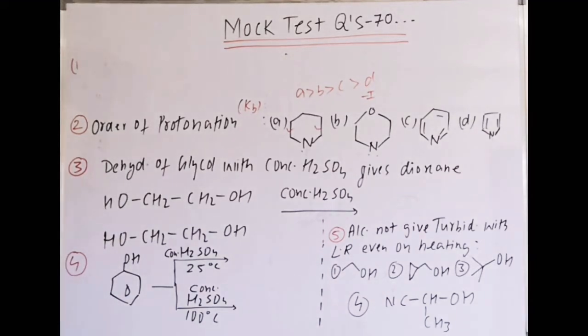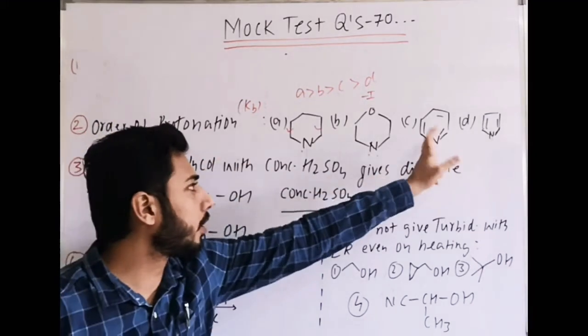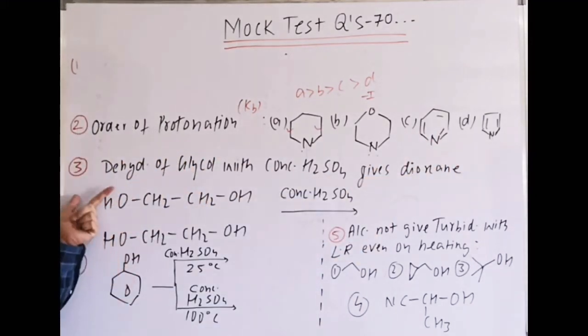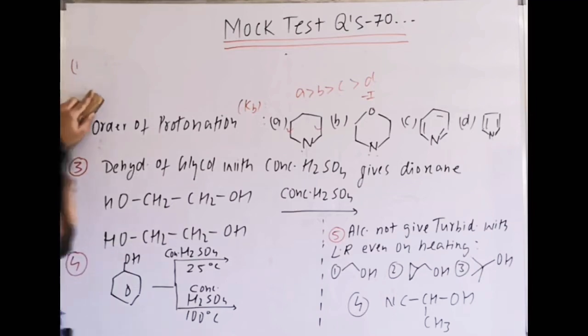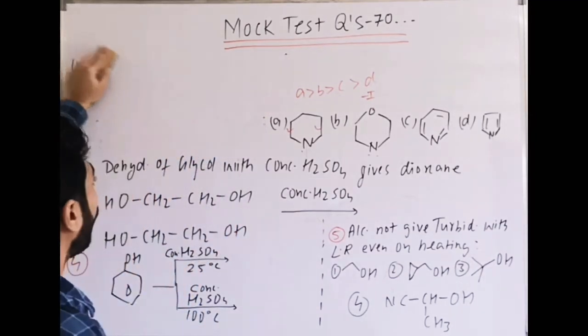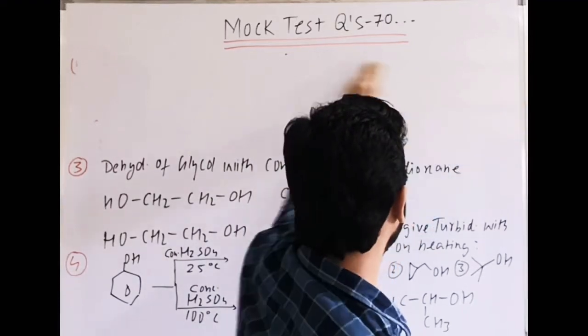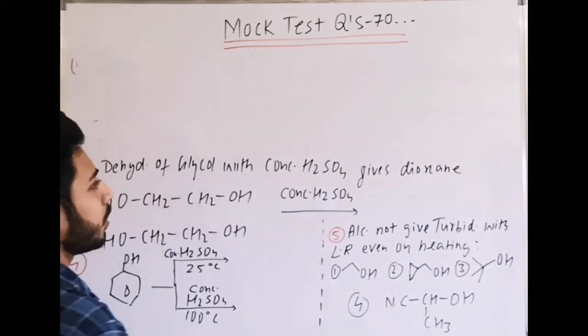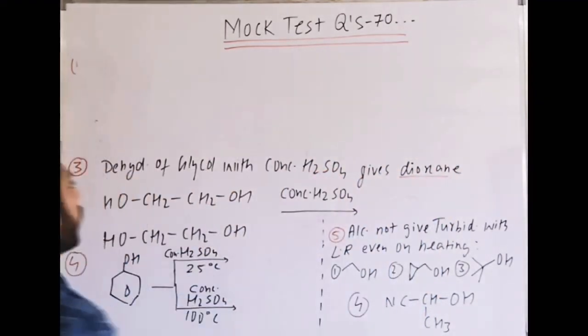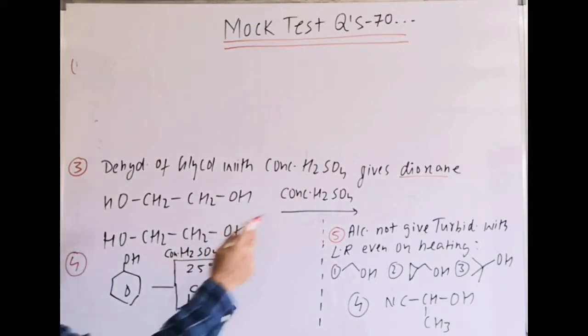I am not giving so much time to this discussion, it will extend the time, so you can go for that part later on in the GOC part. Third is information: dehydration of glycol with concentrated H2SO4 gives dioxane. That is the information, that with concentrated H2SO4 ethylene glycol gives dioxane.